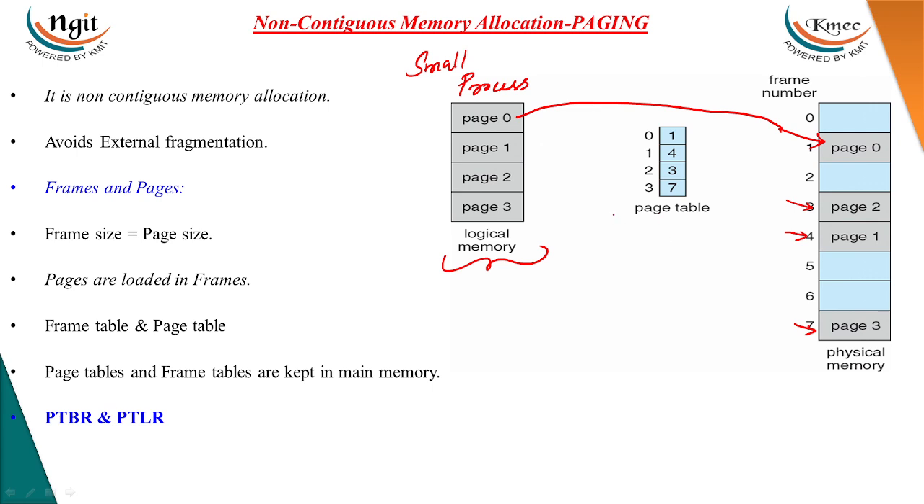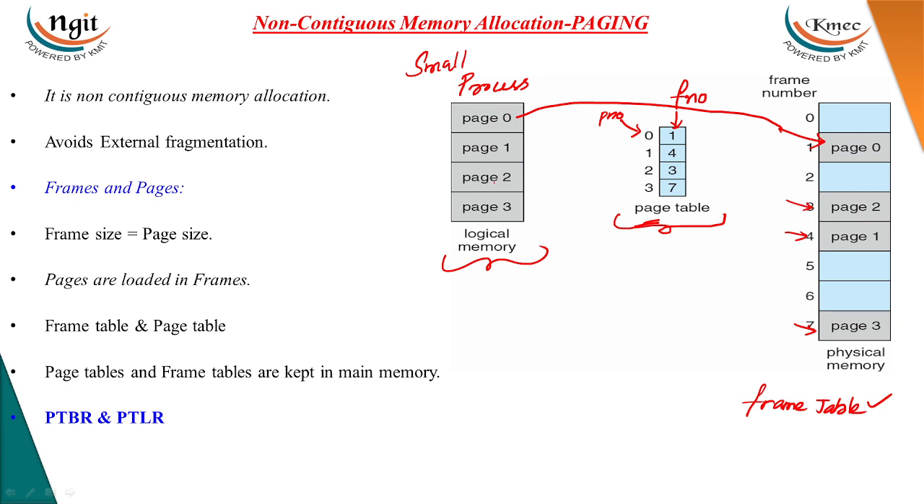So that's why we need to maintain a page table as well as a frame table. Okay, there are two tables we need to maintain, a page table and a frame table. What will the page table do? The page table consists of page numbers and frame numbers. The page numbers act as the index to the page table.